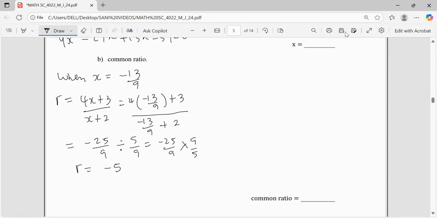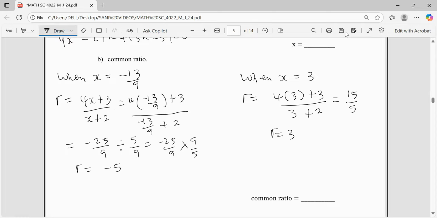Then, since we got two values for x, when x is equal to 3, common ratio R is 4 bracket 3 plus 3 divided by 3 plus 2. We have 15 over 5. So R equals 3, and R equals minus 5.